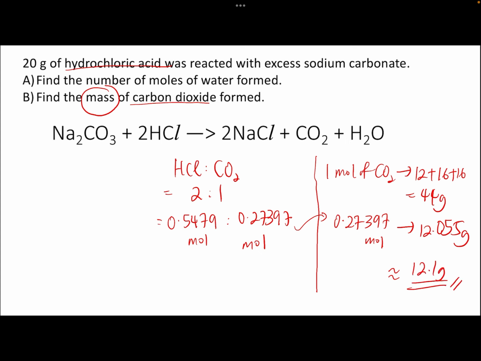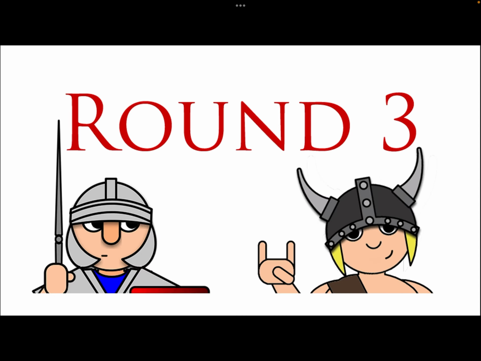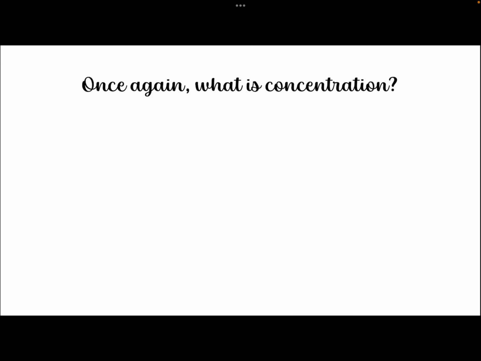Okay, so it's really converting back and forth. Remember that the middle is only for ratio. So let's look at round 3. What does round 3 entail? It has to do with problems containing concentration. So quickly let's look at what concentration is first.